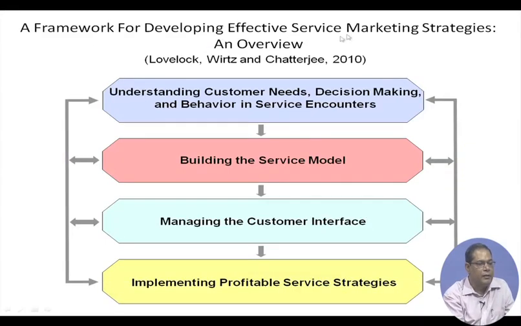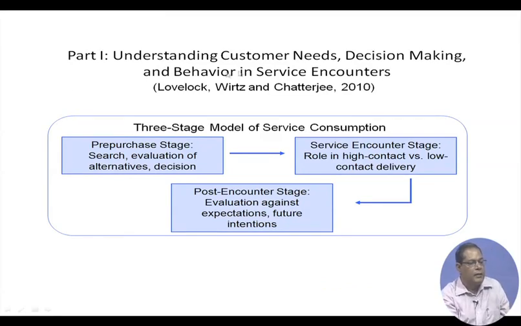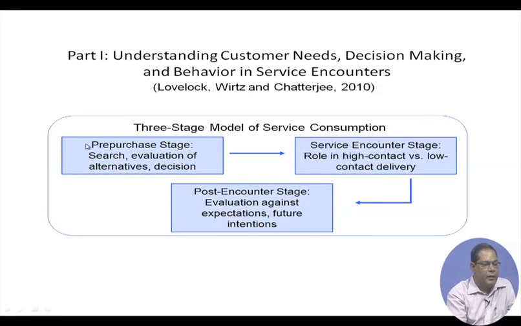So a framework for developing effective service marketing strategy is built of 4 parts. These are understanding customer needs, decision making and behavior in service encounters, then building the service model, then managing the customer interface, and finally implementing profitable service strategies. The first part is understanding customer needs, decision making and behavior in service encounters. There is a 3-stage model of service consumption. The first stage is the pre-purchase stage. Here the search, evaluation of alternatives and the decision are taken care of.